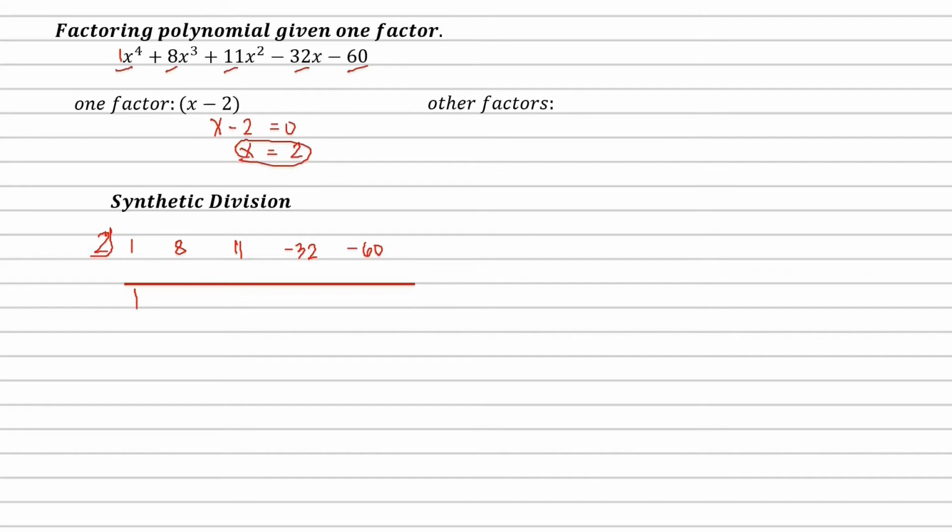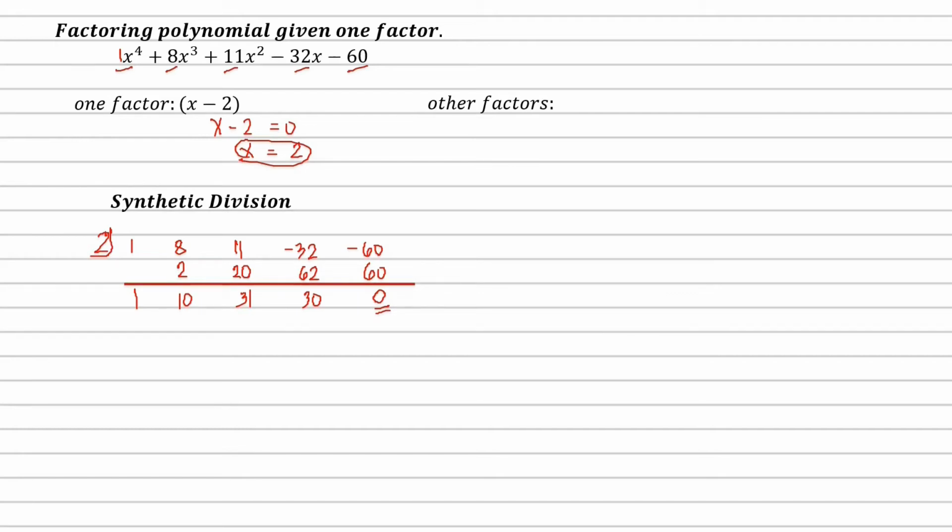Then, 1 times 2 is 2. Then, add 8 and 2, that is equal to 10. Then, 10 times 2, that is 20. 11 and 20, the sum is 31. Then 31 times 2 is 62. Then add negative 32 and 62, that is equal to 30. Then 30 times 2 equals 60. And the last number here is 0.